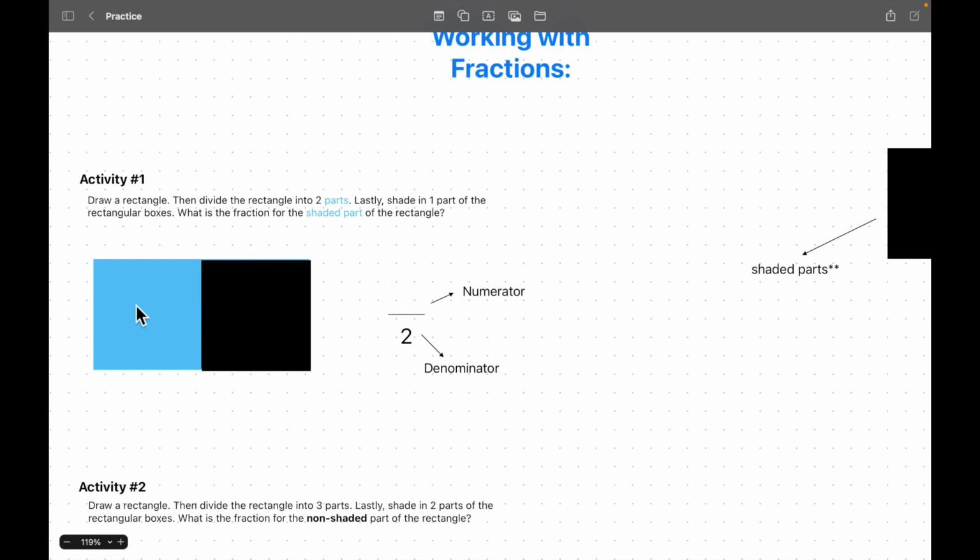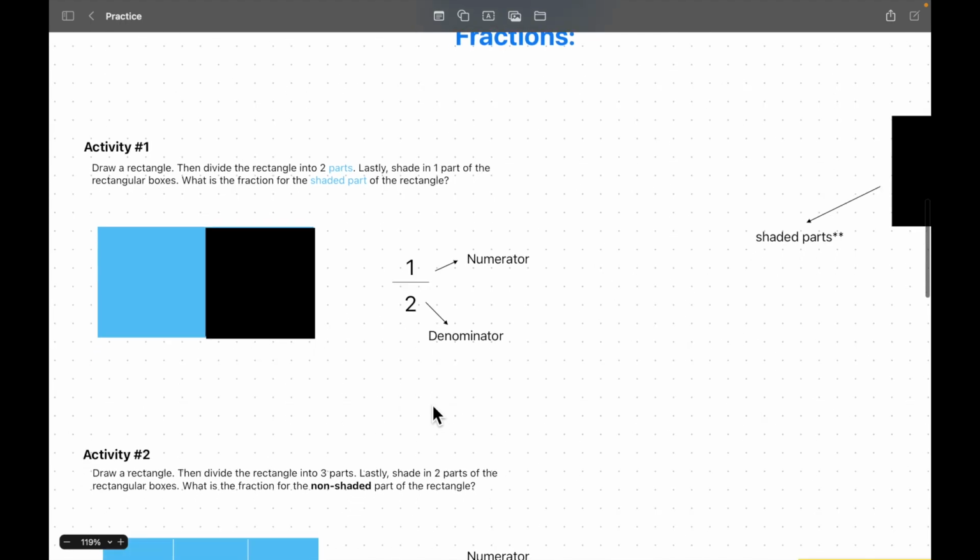There are still 2 parts in total, right? But the question asks for us to write a fraction for the shaded part of the rectangle. So as you can see here, there's only one box that is shaded, so we would have to put 1, right, as the numerator. Now, here is our fraction bar, and it did its job to make this entire number a fraction. Alright? Okay.